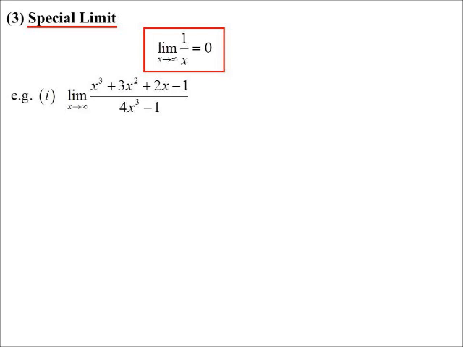How do we deal with it? Well, the only thing I know for sure is that the limit as x approaches infinity of 1 on x is equal to 0.